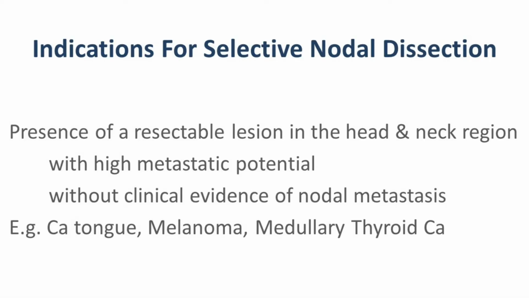On the other hand, a selective nodal dissection is indicated in the presence of a resectable lesion in the head and neck region with high metastatic potential without clinical evidence of nodal metastasis. You can see the examples below. In this lecture, we will be talking about comprehensive nodal dissection, since selective nodal dissection means removal of 1 or 2 levels from the 6 levels of nodes without clinical evidence of malignancy.